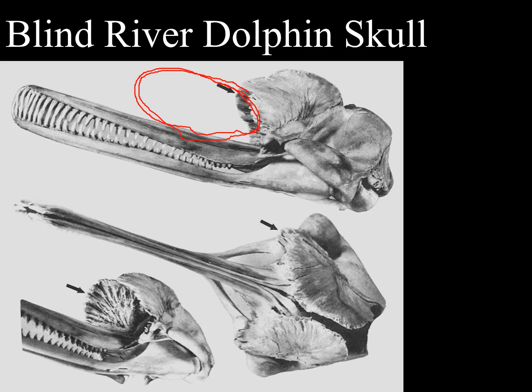And in fact, some recent work has shown that some of these cetaceans can actually see inside an animal. They're able to detect their organs. It's something like an ultrasound.